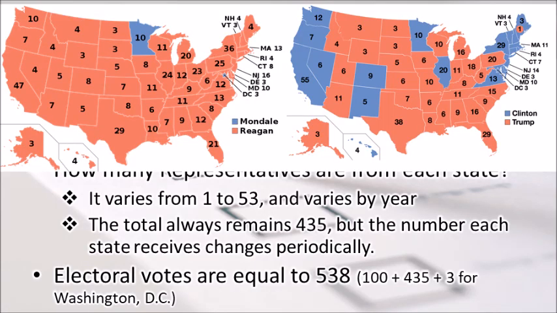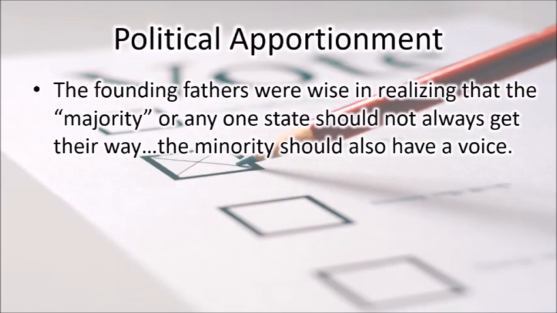The electoral vote, the Electoral College, is representative of all of the states plus Washington, D.C. So we have 100 senators, we have 435 members of the House, and then we have 3 representatives to represent the Washington, D.C. area. So that gives us a total of 538. In an election, whoever wins the majority of those 538 electoral votes is deemed the winner of the general election. So the founding fathers were wise in realizing that the majority or any one state should not always get their way. The minority should have a voice.